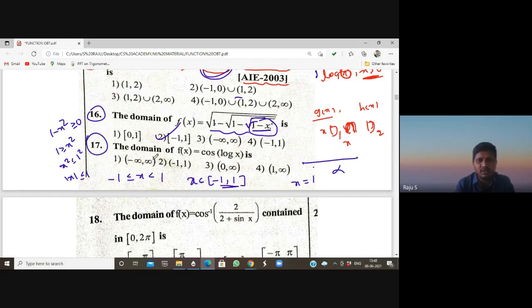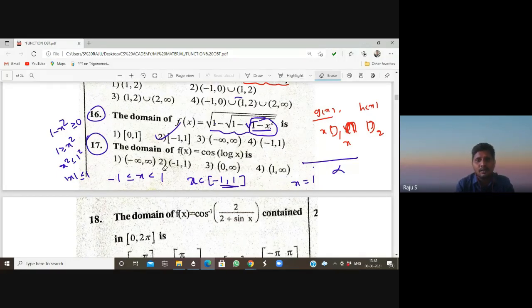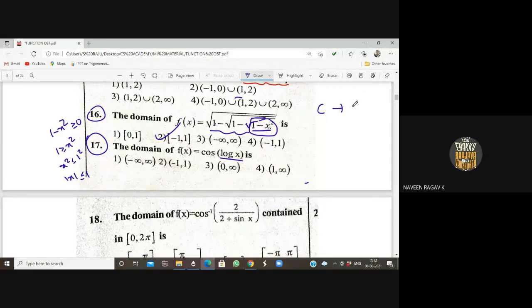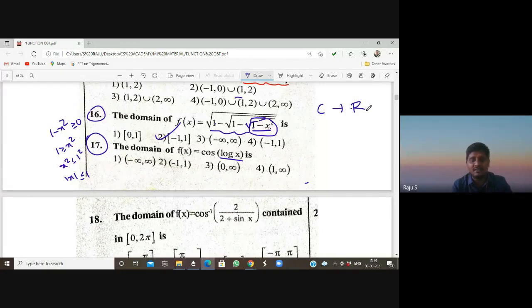Okay, 17th question, students. The questions related to domain, range, and one-one and onto are very important, as I already told you. Here log of cos x is there. Anyone can say the answer here. What is the domain of cos generally? Cos is minus infinity to plus infinity, that is, real numbers. Am I right?